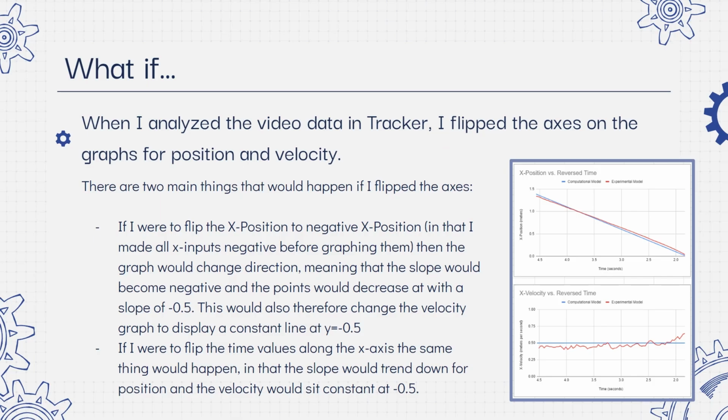So what if, when I analyze the video in Tracker, I flip the axes for the graph of position and velocity? There are two main things that would happen if I flip the axes. If I flip the x position graph, so if I just multiplied them all by -1, then it would flip the direction. The slope would be negative, as you can see in the graph that I made on the right. This is the same thing for velocity. It would completely flip that derivative because velocity is the derivative of position. So then it would set a constant line at -0.5.